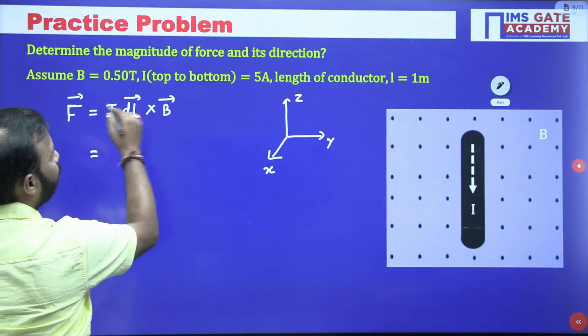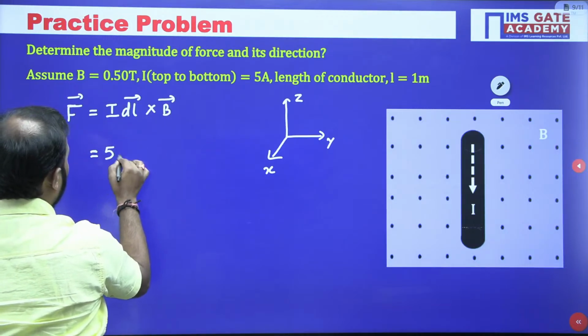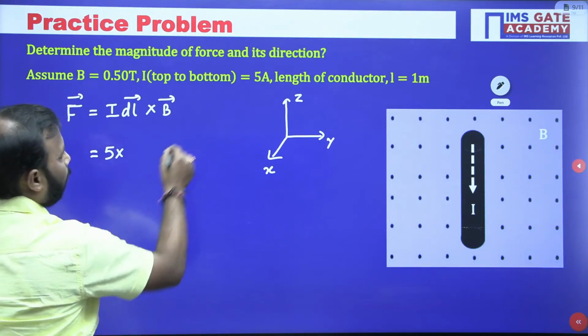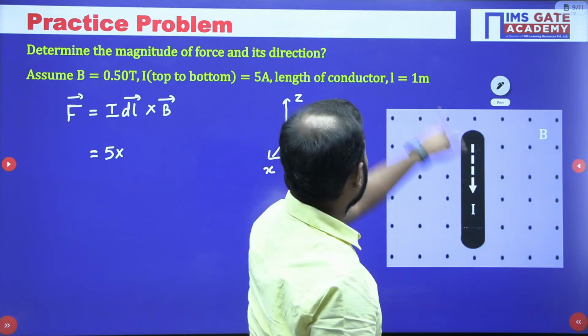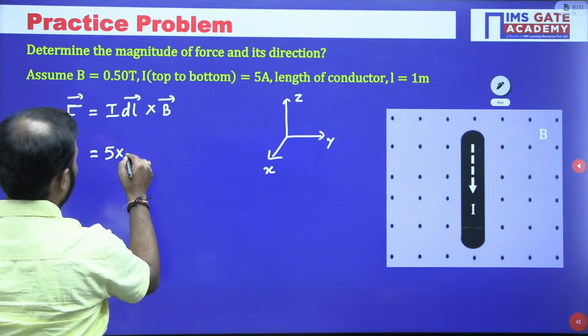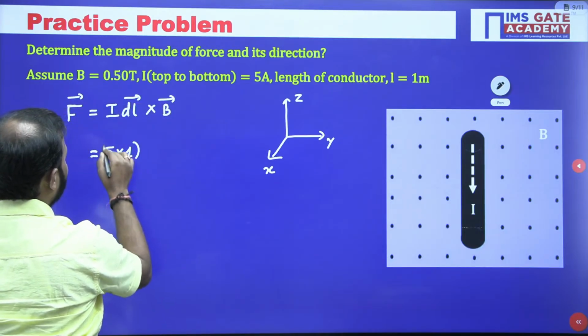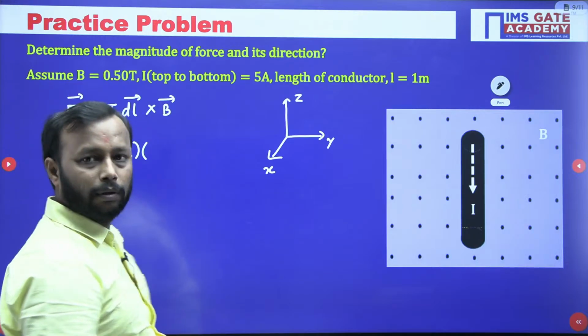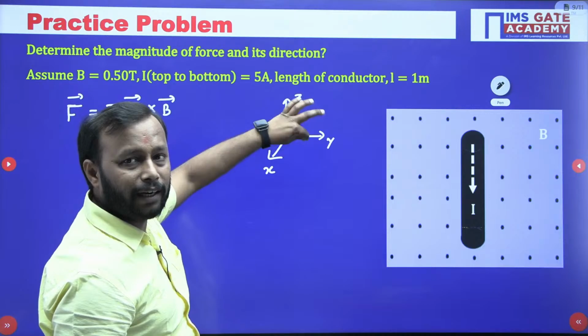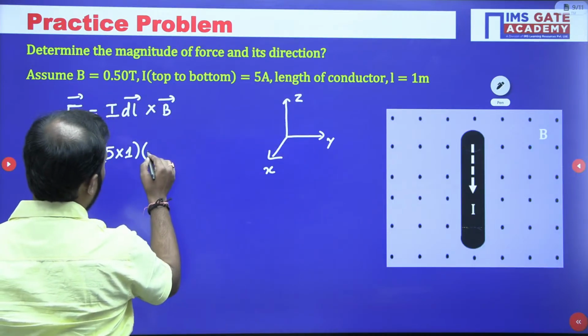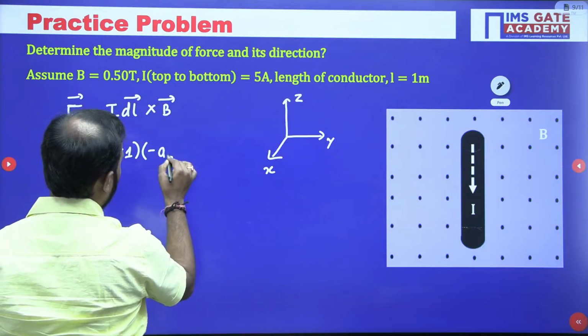The value of I is 5 ampere into the length of the conductor. What is the length, complete length or entire length? It is 1. So 5 into 1. So this is I dL. But what is its direction? Top to bottom means it is following the z minus direction, which is downward. So it is minus az direction.